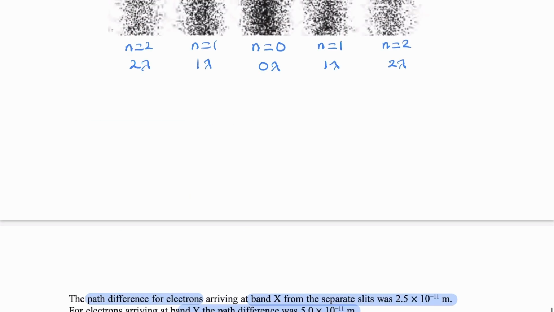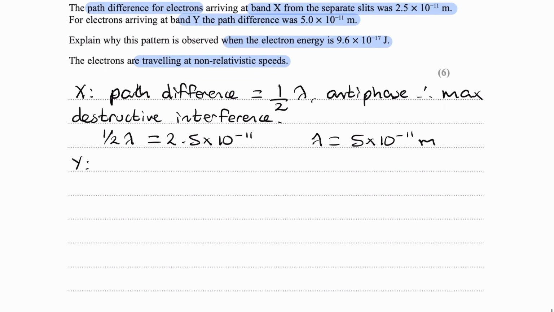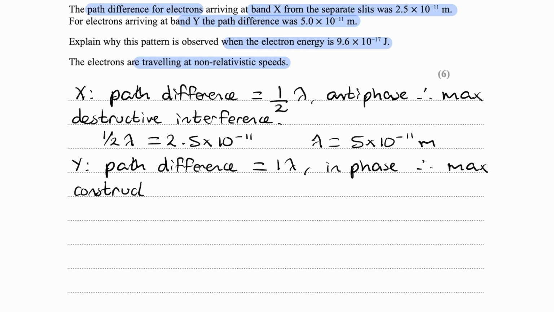So at y, which was our first order maximum, we have max constructive interference. The path difference here is one wavelength. That corresponds to the two waves being in phase. So let's write that down. Path difference is one wavelength. That corresponds to the waves being in phase. And therefore you have max constructive interference, which is why we see a bright band over there. More electrons land at the spot.